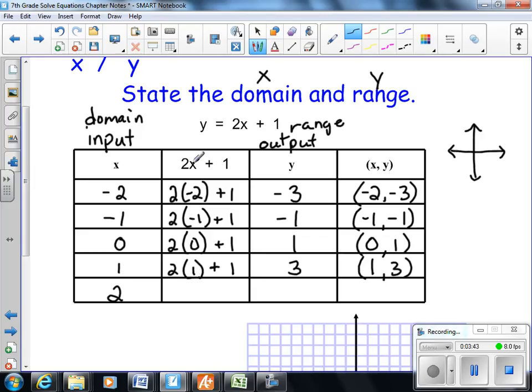All I'm doing, JJ, is plugging in this value for X into my rule. I'm plugging a 2 in for my X. So 2 times 2 plus 1 gives you 5. And then we're just writing the X and the Y as your ordered pair, 2, 5.